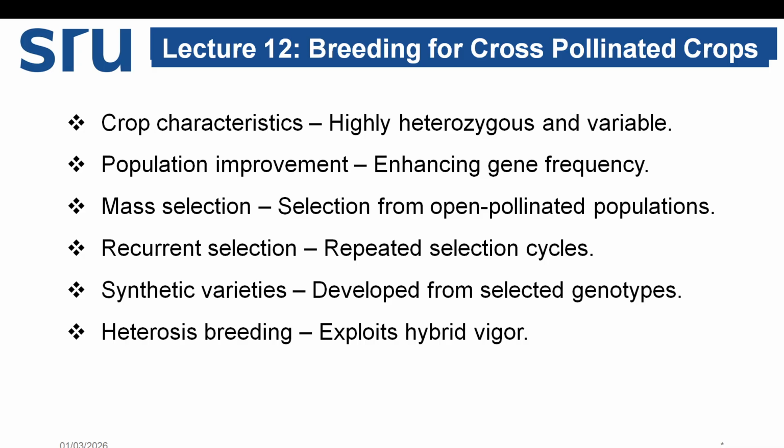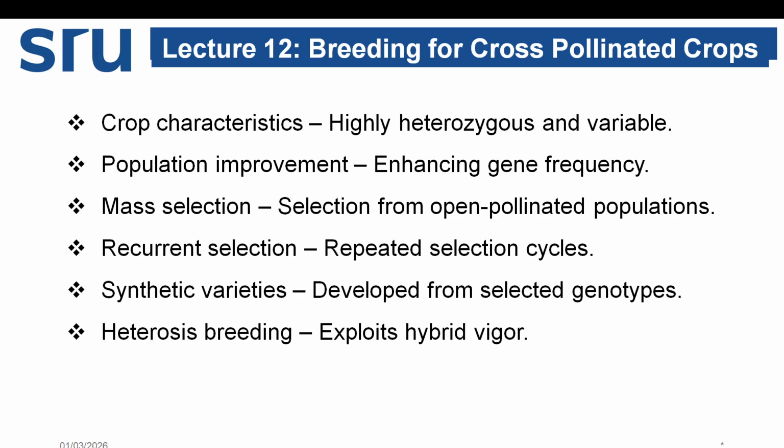So in lecture number 12, after self-pollinated crops, we will move towards cross-pollinated ones. These cross-pollinated crops are highly heterozygous and you will find a lot of variation. Next we will see population improvement for enhancing the gene frequency. As far as the breeding methods are concerned, we will see mass selection, in which selection is made from an open-pollinated population.